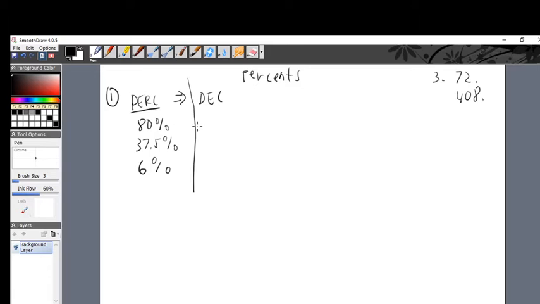So instead of 80, it becomes 0.8. 0.80 will not be accepted as your answer. 0.80 turns into 0.8. So just take that invisible decimal place and move it over 2 places to the left and forget the percent sign. We're now in decimal. So here's your answer, 0.8.